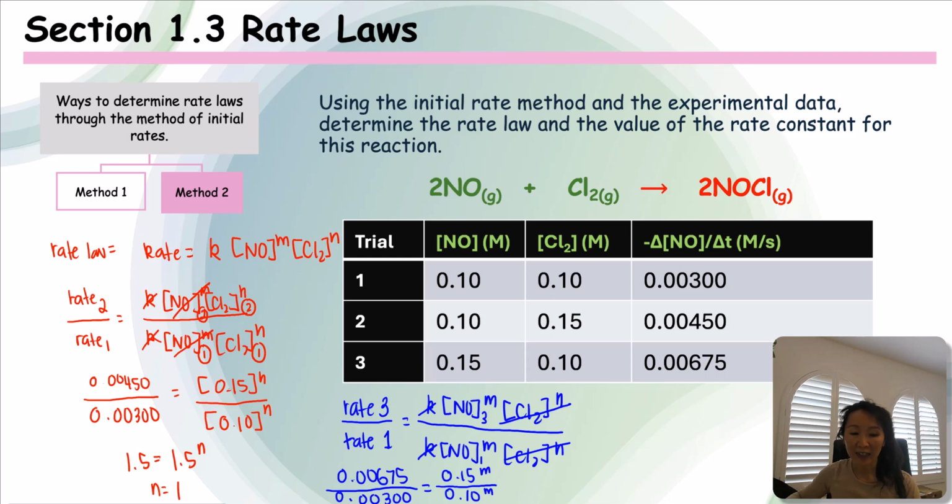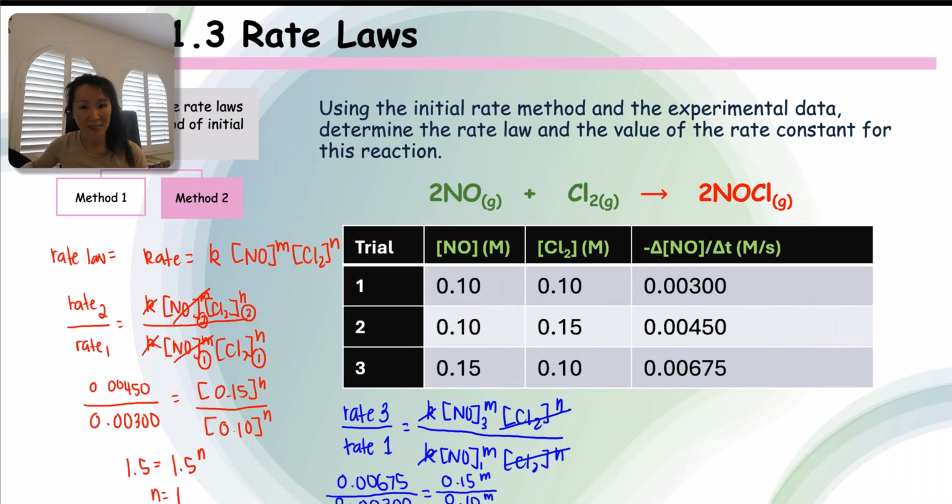So if you calculate this out, you will find that the left-hand side will be 2.25, okay? Whereas the right-hand side will be 1.5 to the M power. You might wonder, how do I get M? You'll notice that N was really easy to get because they were equal to each other, giving 1. Well, how do we get M?